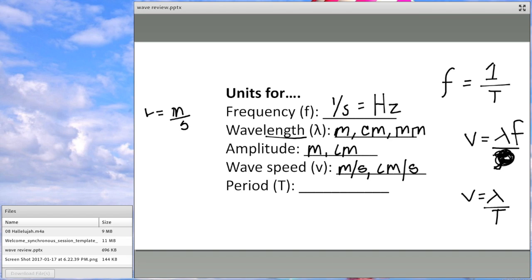And then our units for period are seconds. So period is a time. That's why it's got a big T. You can think of period as time. So wavelength, which is a distance, over time, a period, seconds, would give you meters per second, which are your units for wave speed. So that's how you can get those formulas. If you know the units, it's a way to get the formulas.